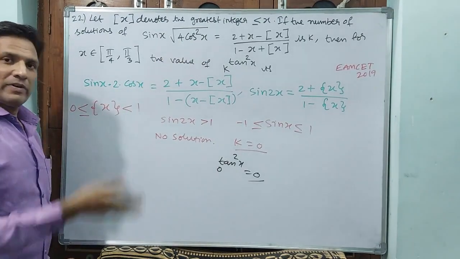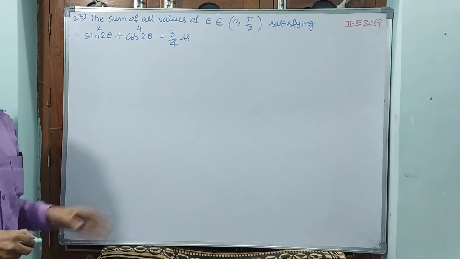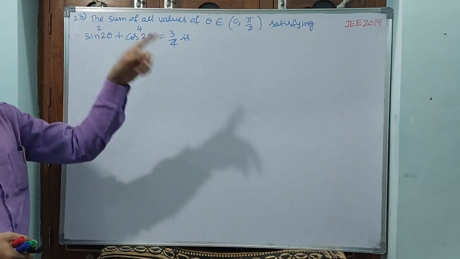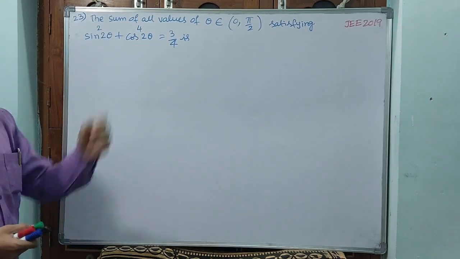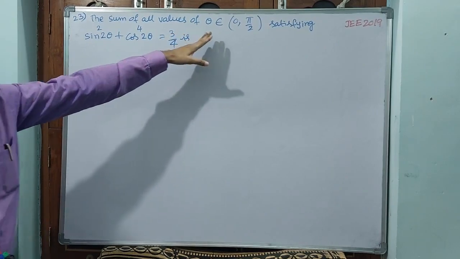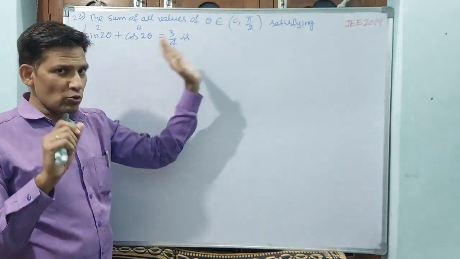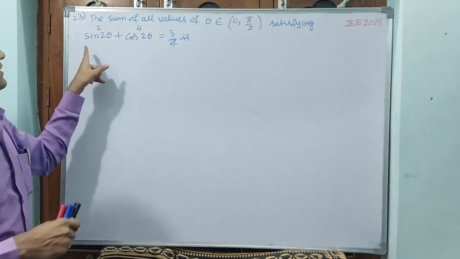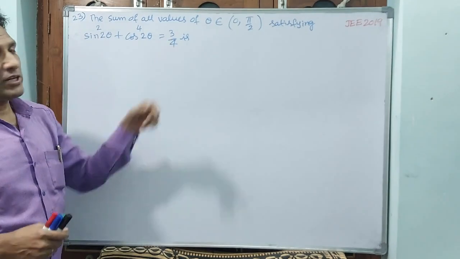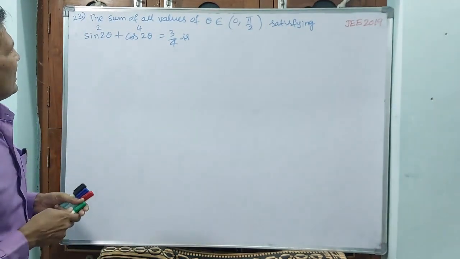Okay, let us go for the next question. Okay, see question number 23. The answer should come pi by 2. Let us see whether pi by 2 will come or not. This is a JEE question. Observe carefully. A little bit latest question. The sum of all values of theta belonging to the open interval 0 to pi by 2, where 0 and pi by 2 should not be taken, satisfying sin square 2 theta plus cos to the power of 4 2 theta is equal to 3 by 4. Okay, see how we are tackling.